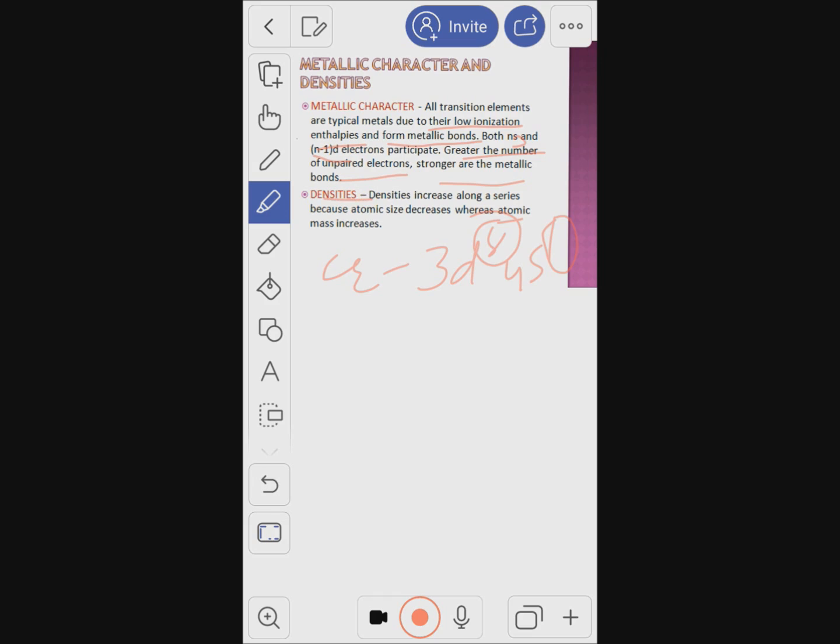Next is the densities. Densities increase along a series because atomic size decreases. As the atomic size decreases, volume decreases, whereas the atomic mass increases, because density depends upon atomic mass. When the atomic mass increases, the density of the element also increases.